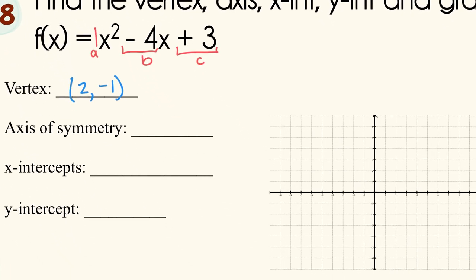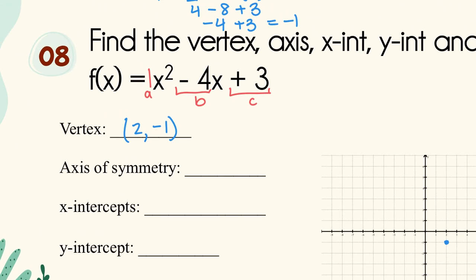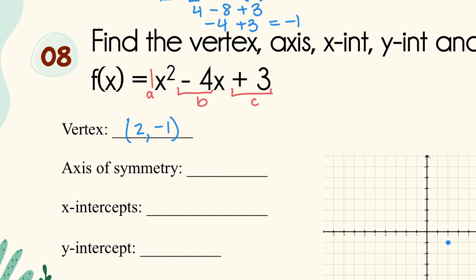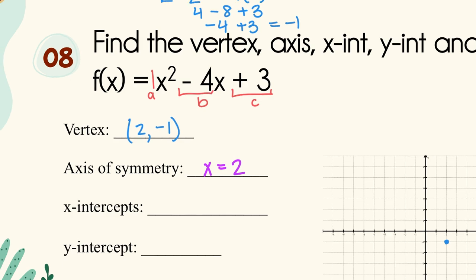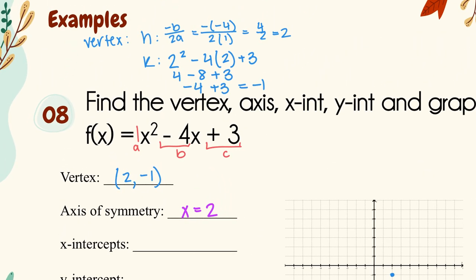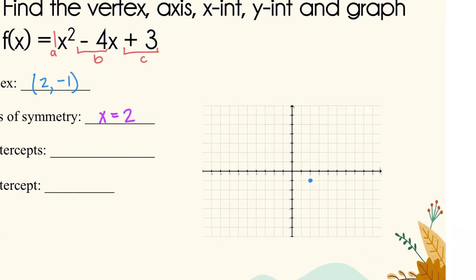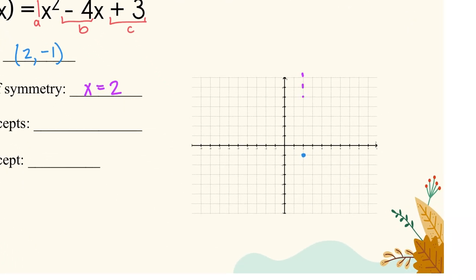So I can go ahead and graph that. (2, negative 1): positive 2, go down 1, about right here. And my axis of symmetry is where x equals 2. That means my mirror is going to be where x equals 2. Do not just write 2. It has to be x equals 2. So going ahead and drawing my little dotted line where x equals 2. That's representing that little mirror portion.